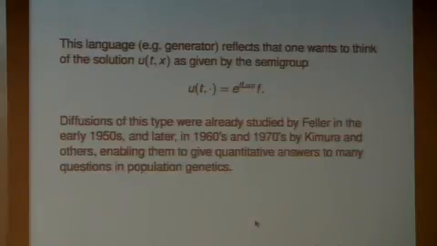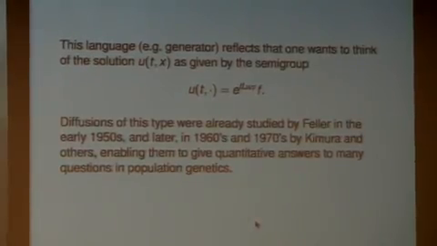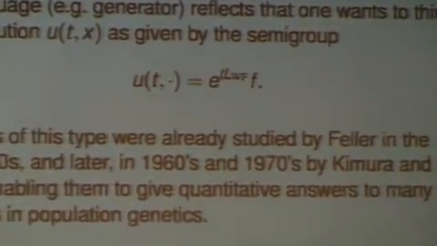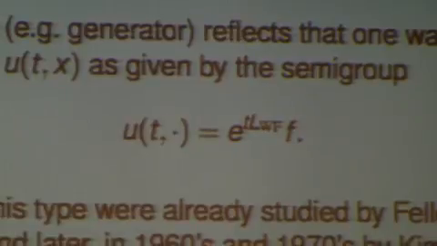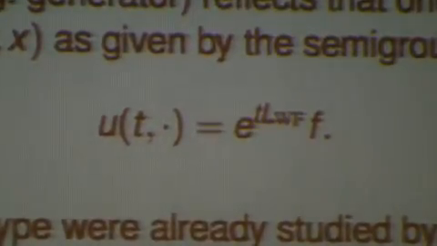Okay, so I've used this language about the generator, and the point is that for many applications, and in mathematics too, you want to use this language of semigroups. So you want to think of u being given by e to the tL, where WF stands for Wright-Fisher, applied to f. As I say, this goes back a long time.